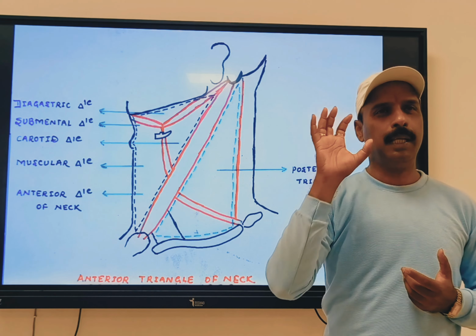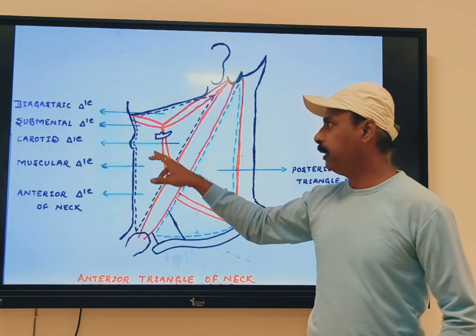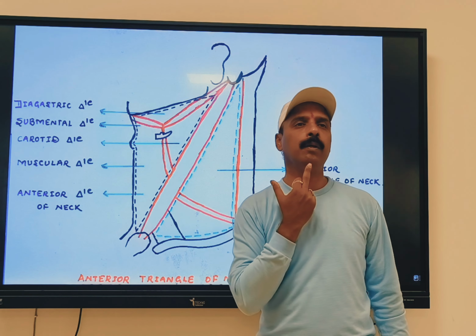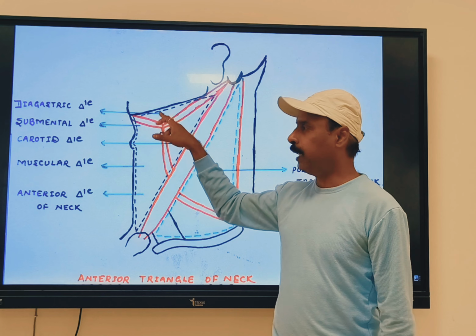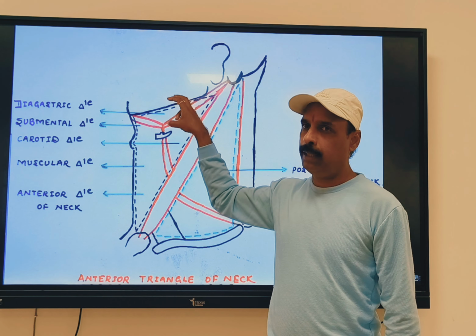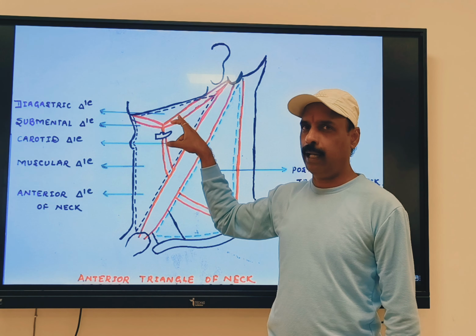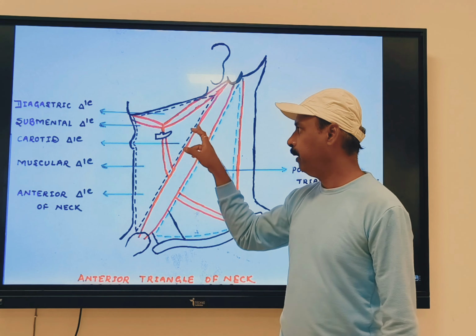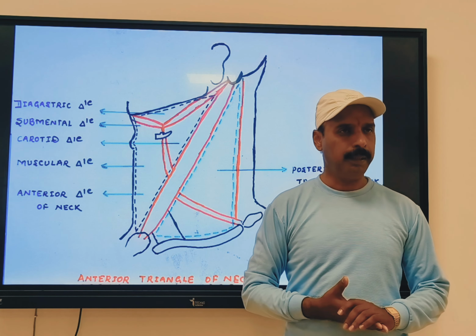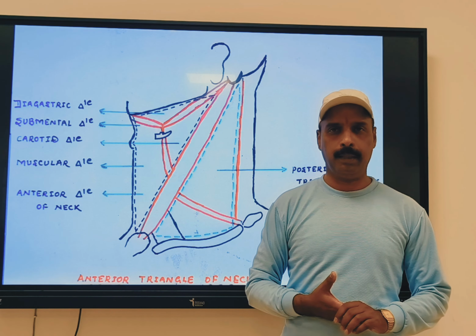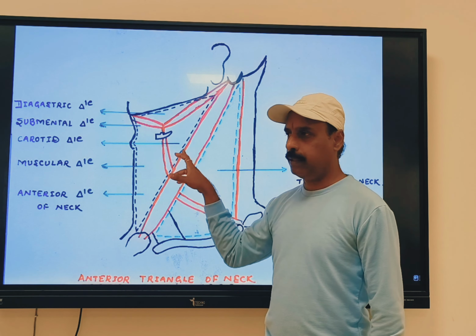Their names are given according to their contents. Submental means below the mentum. This is the mentum. Then we have the digastric triangle below the submandibular region. Digastric muscles make the boundary, and that is the digastric triangle. This is the carotid triangle because it contains the common carotid, internal carotid, and external carotid arteries of the neck. So that is the carotid triangle.